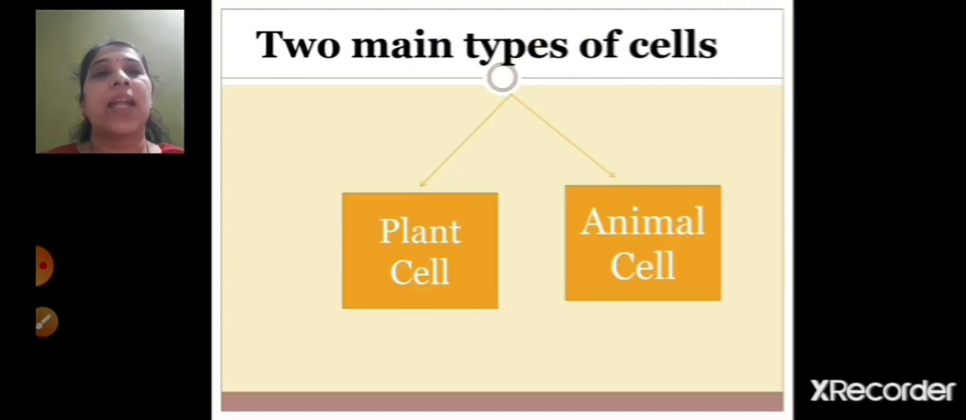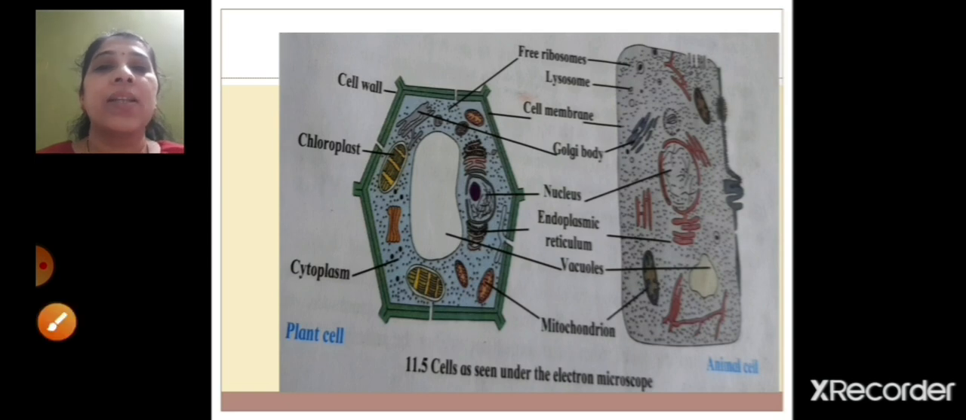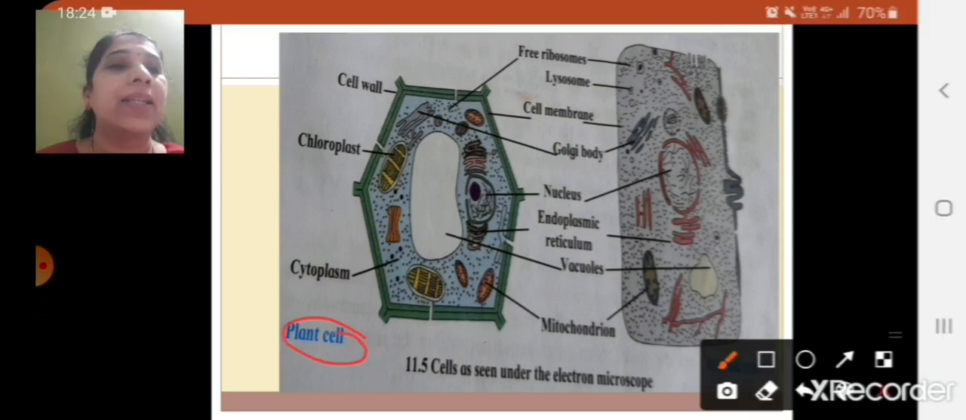So actually there are two main types of cells. There is a plant cell and animal cell, right? Now we'll just have a look at the diagram of the plant cell and animal cell. You can see here, children, the plant cell and the animal cell, which is seen under an electron microscope. This is your plant cell and this is your animal cell, right? Now if you can clearly see this green color part, this is called the cell wall, right? So the plant cell only contains the cell wall.